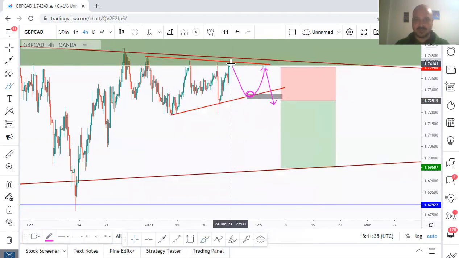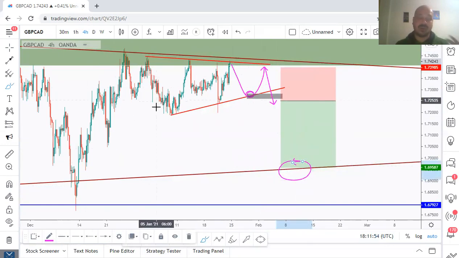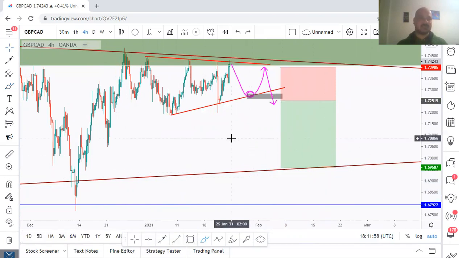And as mentioned before, as price approaches our lower red trend line, we'll be looking for buy setups on lower time frames like M30, as we are speculating this movement before going down. But as price is sitting around here, we are only interested in selling GBP CAD, and we are only interested in buying GBP CAD from a long-term perspective around this support area. That's it for GBP CAD.